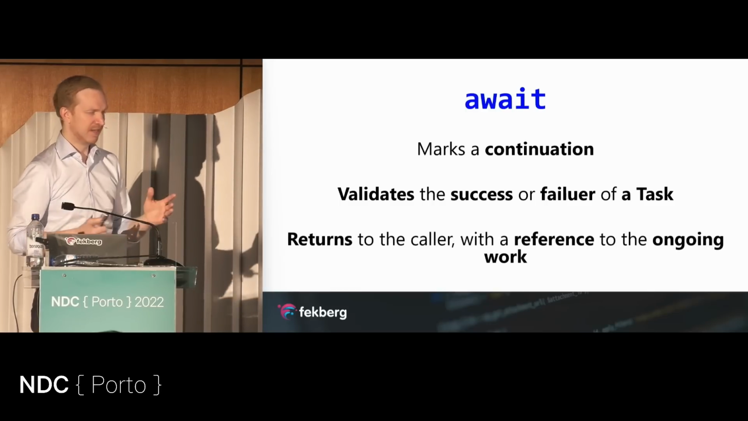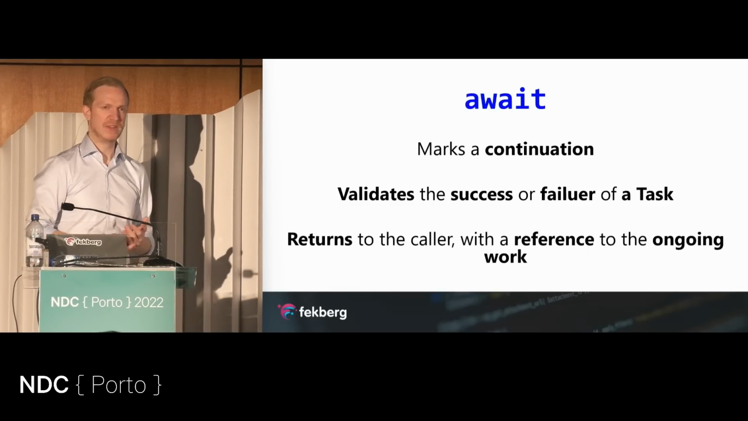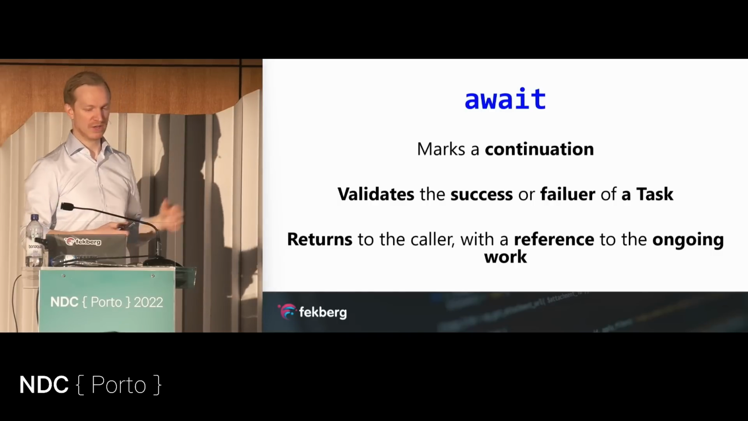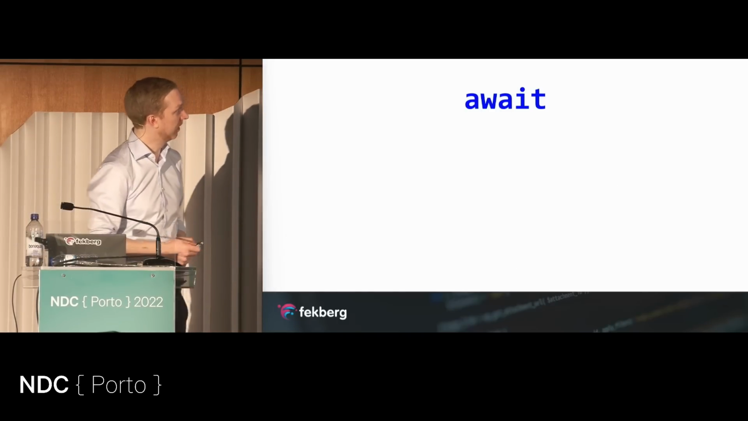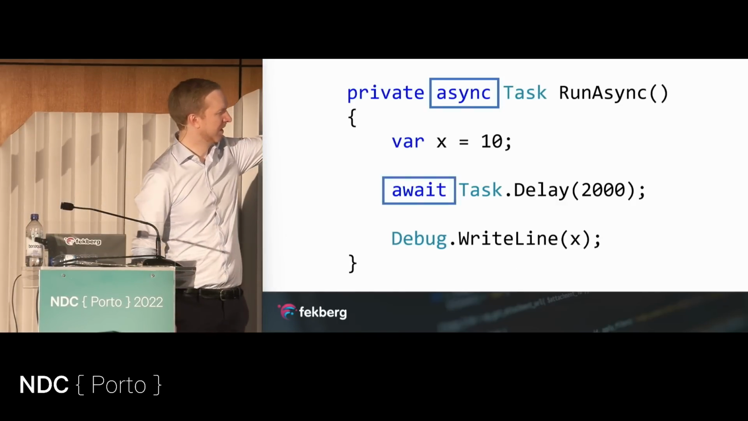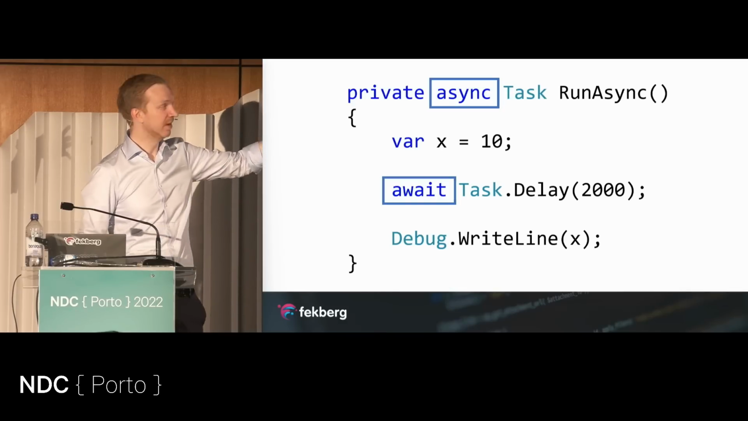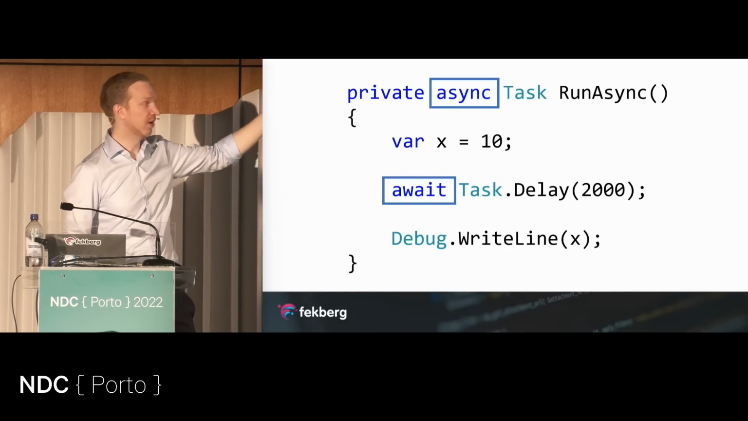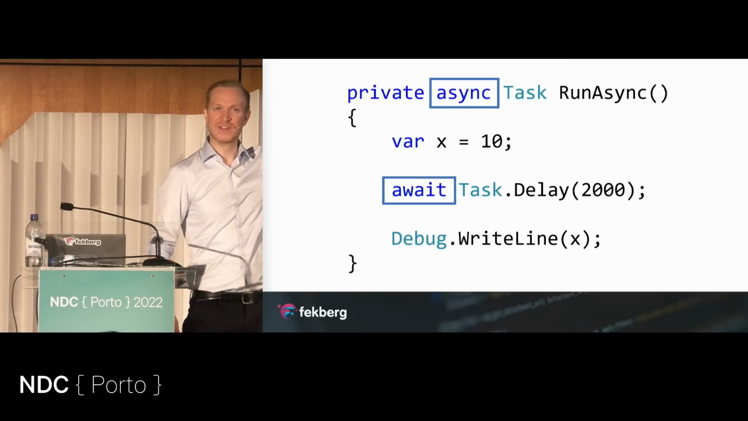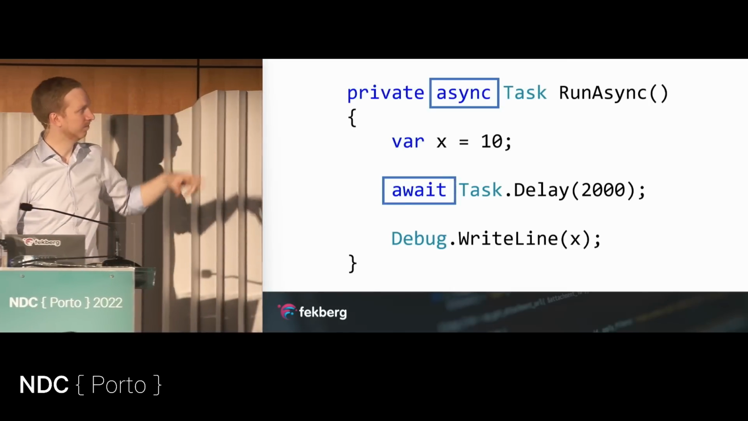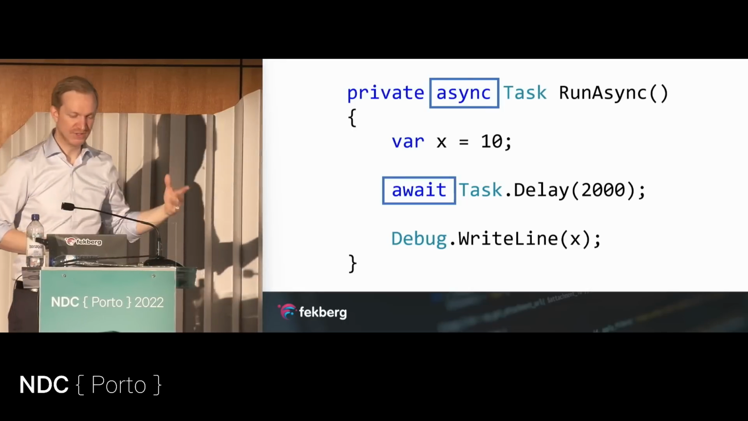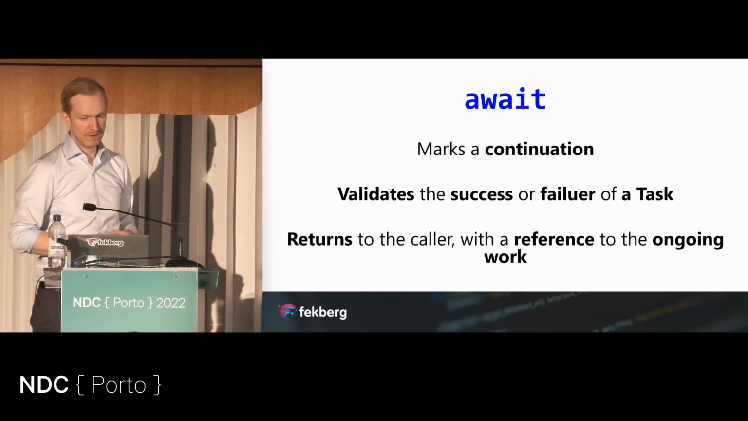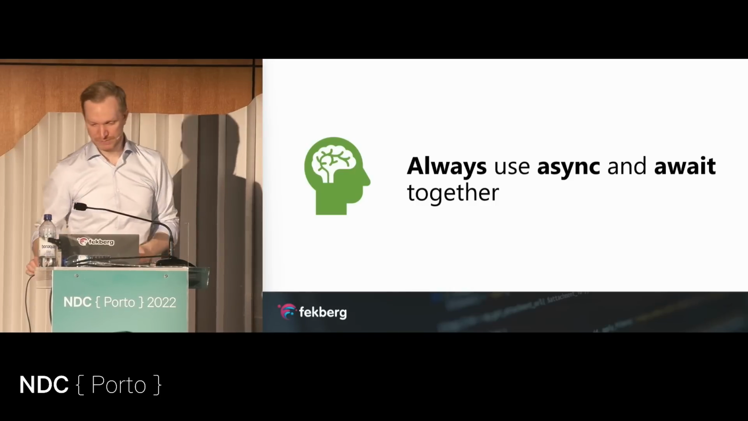What it also does, when it reaches the await keyword, is return to whoever called the method. And this is where it becomes a little bit tricky to understand. Because what happens, I'll go back here just to show you this portion of the code. When it reaches the await keyword, it returns to whoever called RunAsync. Right? Because it can't run the final code, because that's inside the continuation. So whoever called RunAsync will then be able to execute the next lines. All right, so always use them together.